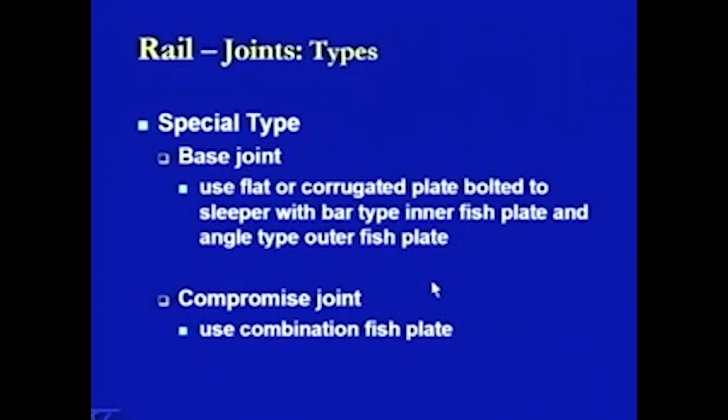Then another type of joint is known as the compromise joint. This compromise joint is provided at those locations where the combination fish plates are provided. We will be looking at this combination fish plate when we take up the rail fastenings, but just to mention here, these combination fish plates are provided at those locations where the two rail sections being joined together are of different sectional areas. In those cases the normal conventional fish plates are not provided, and instead the combination fish plates are provided, and at that location the joint which is provided is known as a compromise joint.